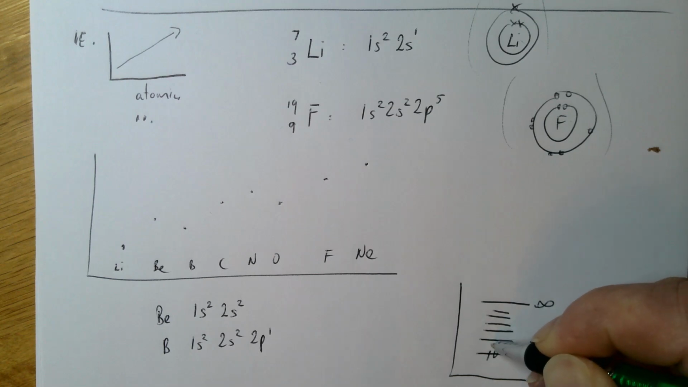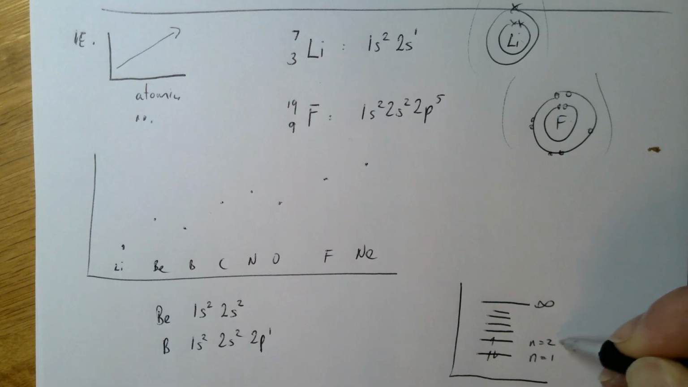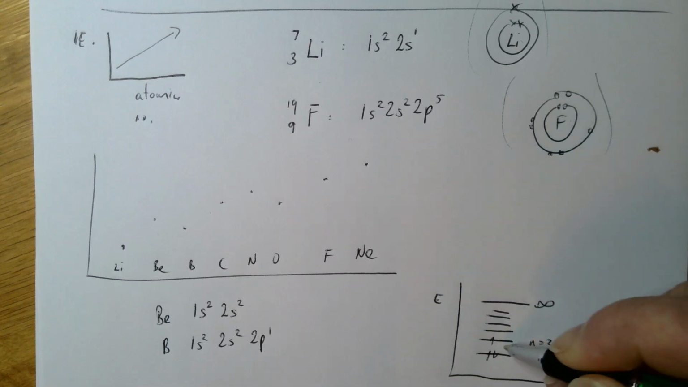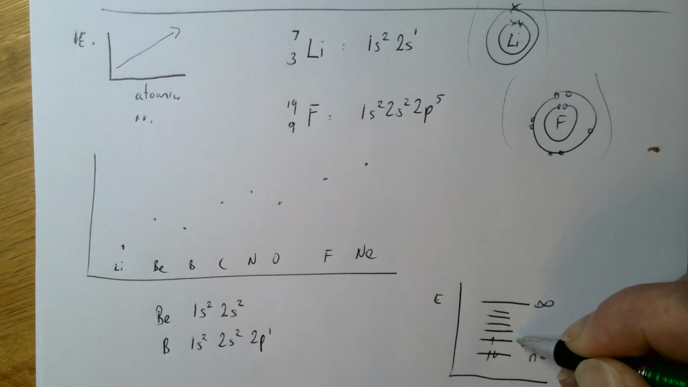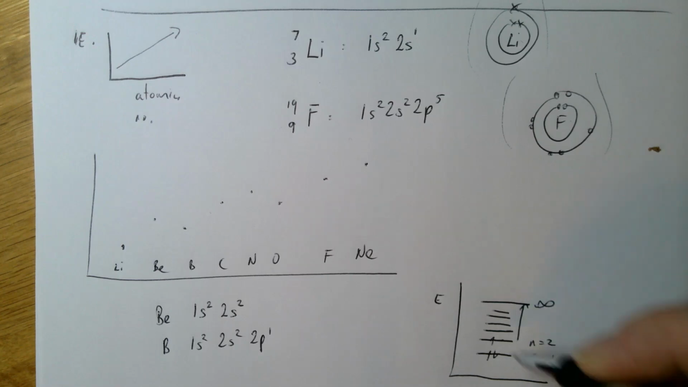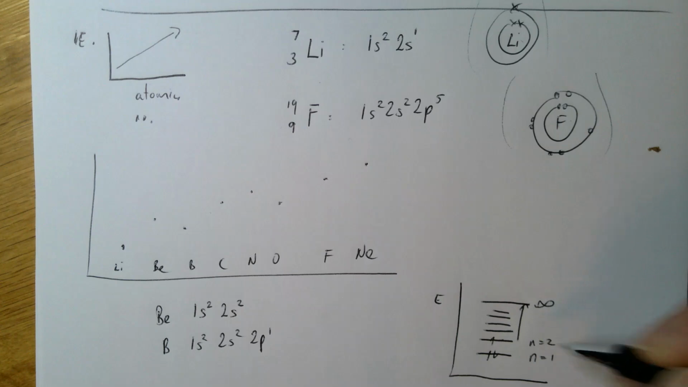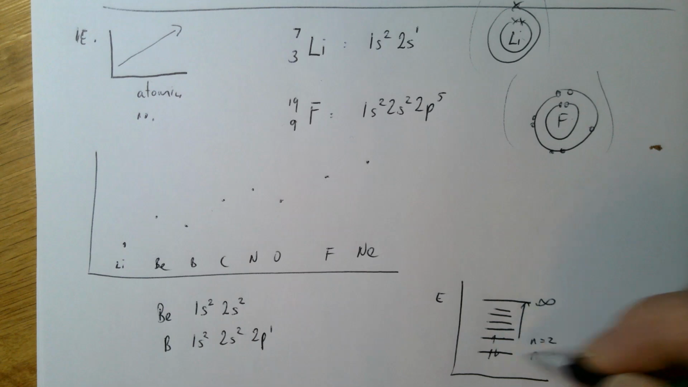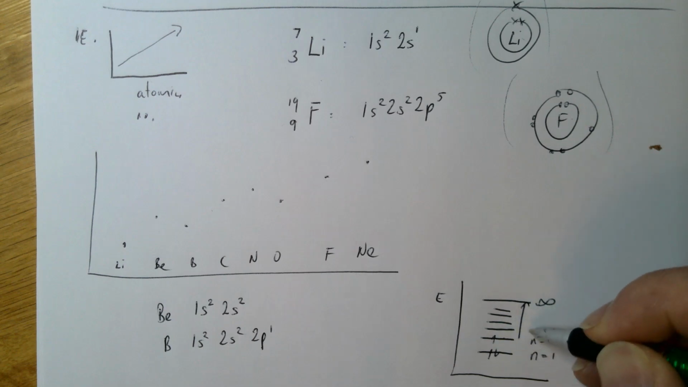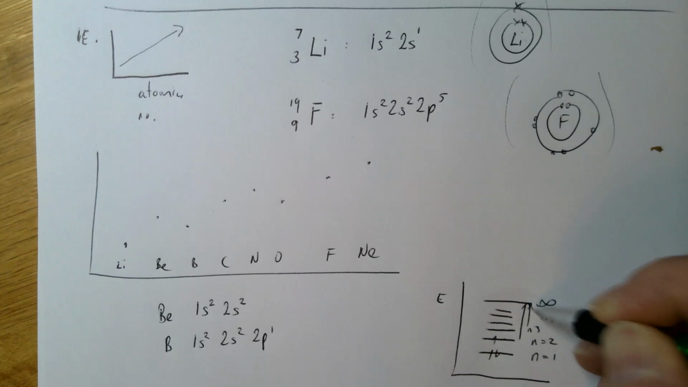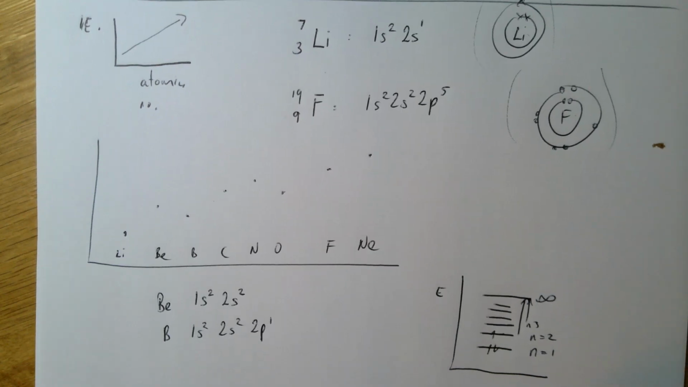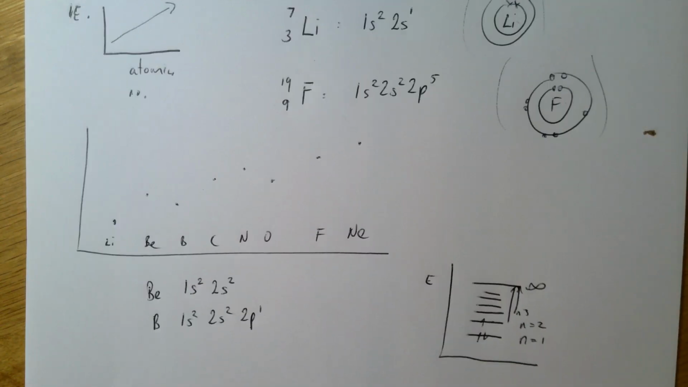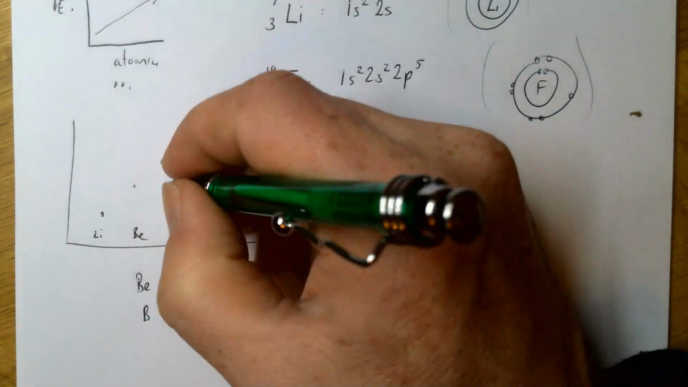The ionisation energy is the energy required to move that electron from here up to there. The higher the energy of the orbital or subshell, the less energy is required to remove the electron from there. So if it was from n equals 3, less energy is required to push that electron up to infinity to ionise it. So that's that one explained.